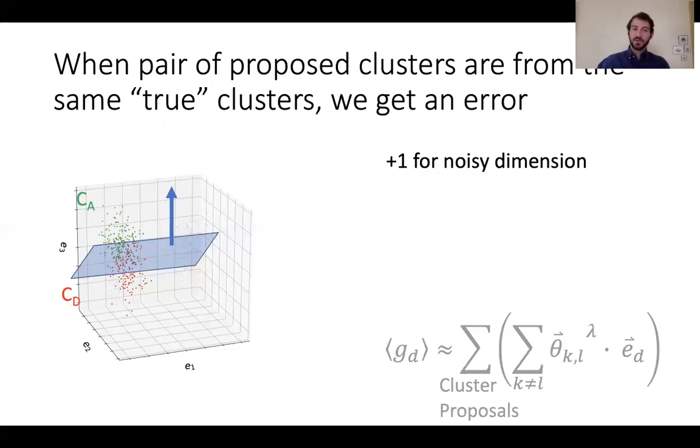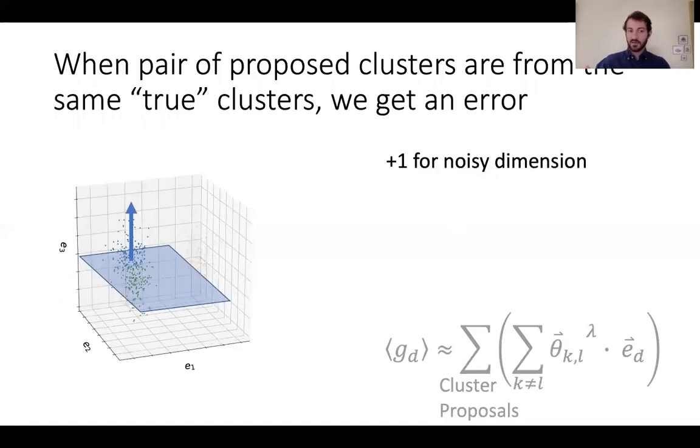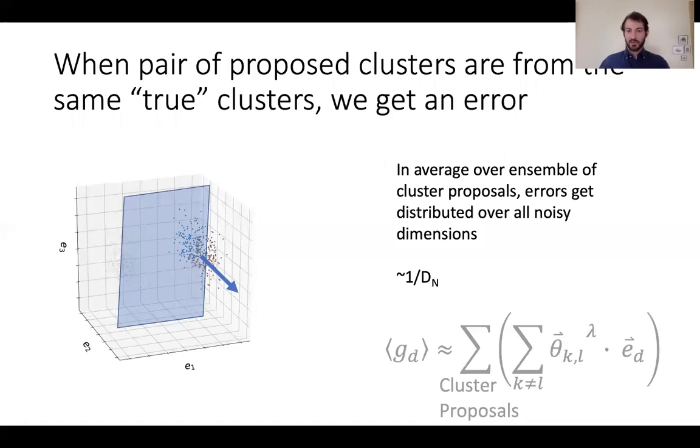However, as I do this over all of the pairs and all of the ensembles of cluster proposals, you can see that I'm going to weight different noisy dimensions as I do this average. This plane is rotating in my space of noisy dimensions. This turns out to help us because an average over the ensemble means this error is going to get distributed over all of my noisy dimensions. So I'm going to have this factor of 1 over the number of noisy dimensions as part of the weight that I'm adding to each of my noisy ones.